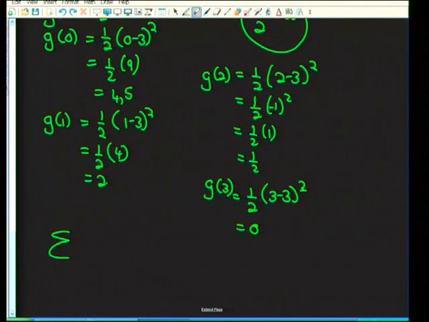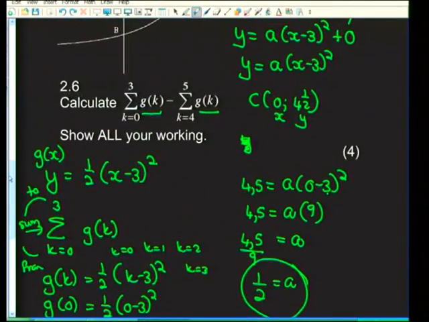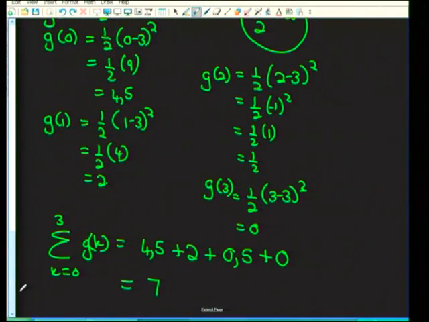So if I'm working out the sum from k equals 0 to 3 of g of k, the answer would be 4.5 plus 2 plus 0.5 plus 0, which would have given me 7. So that's easy enough, just time consuming, but not bad. So the answer of that is 7. Now from that, I must subtract this. So let's get ourselves another color. It's again g of k, but this time it tells me k starts at 4 and ends at 5. So that's not too bad. So I need to just work out 4 and 5.